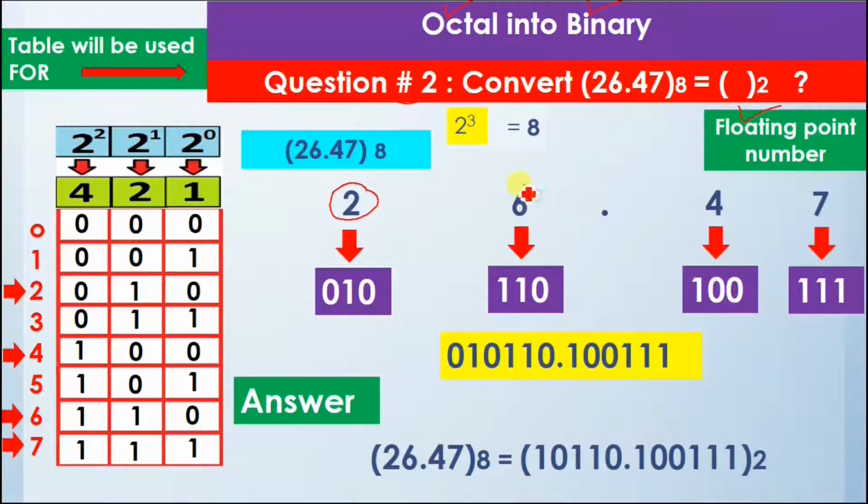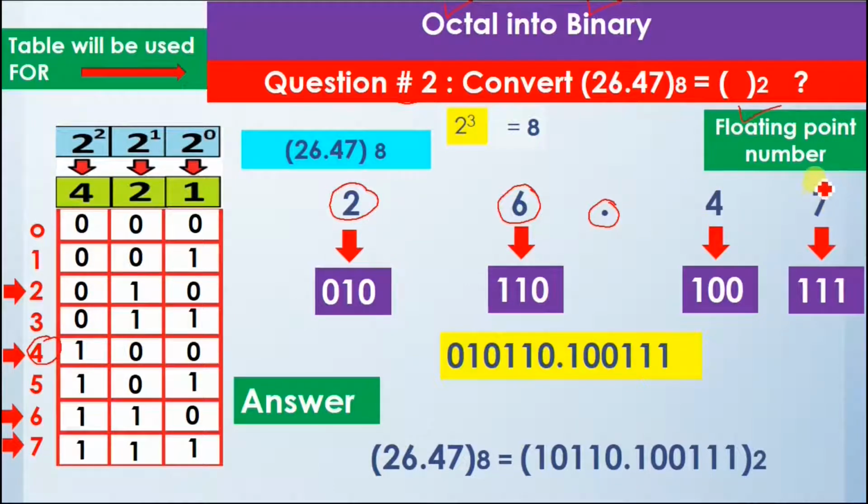Next, we will look at the digit 6 and we will go to the table. Here is 6. So 6 is equal to 110 in binary. So we write 6 as 110. Next, the floating point will come here and then we have the number 4. So we will find the number 4 in the table. So here we can find number 4 in the table. So 4 is equal to 100. So we write 4 as 100.